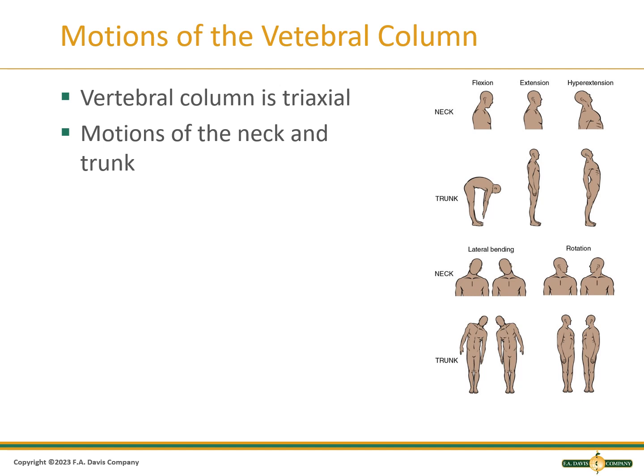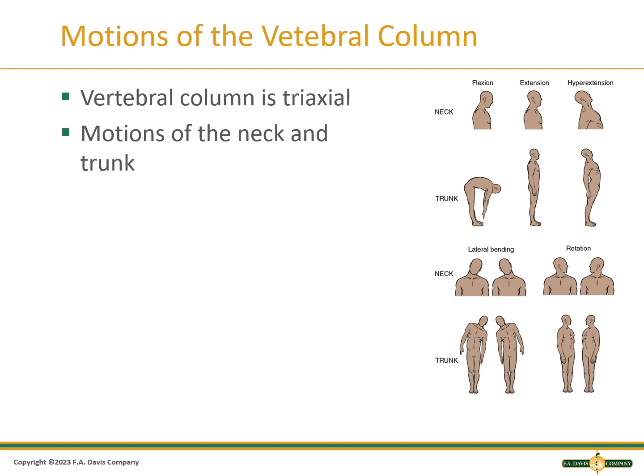For lateral bending or lateral flexion at the neck, if I take my right ear towards my right shoulder, I have right lateral flexion. If I take my left ear towards my left shoulder, I have left lateral flexion. For the trunk, if I take my right hand and slide it down my right leg, I have right lateral flexion of the trunk. If I take my left hand and slide it down my left leg in a standing position, I have left lateral flexion of the trunk.